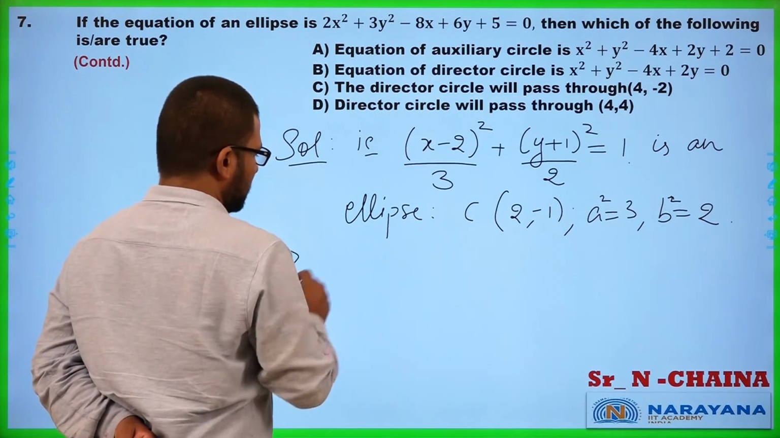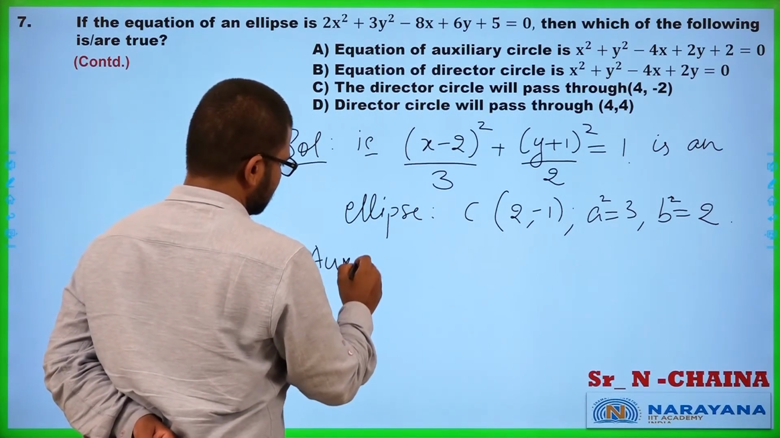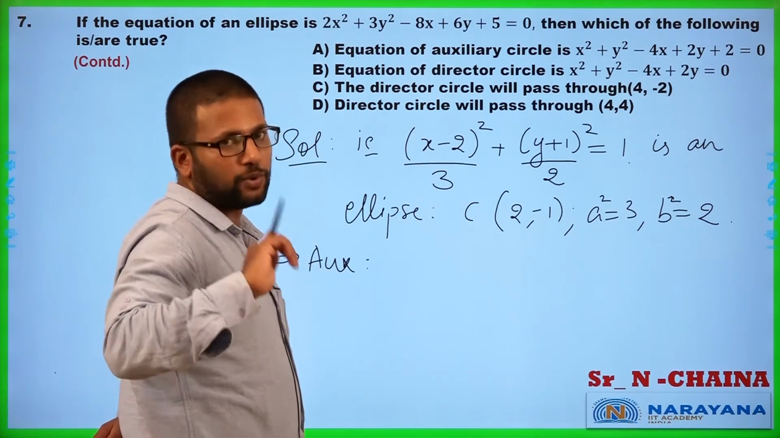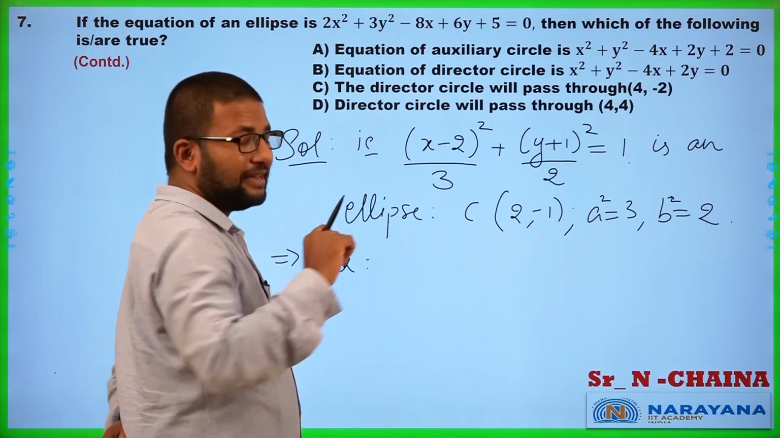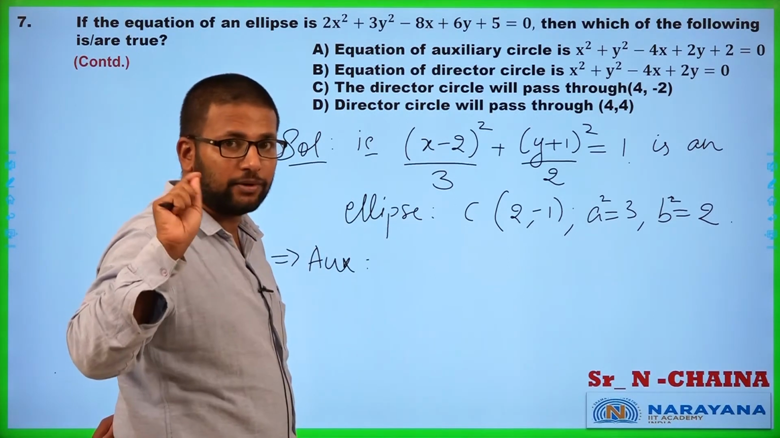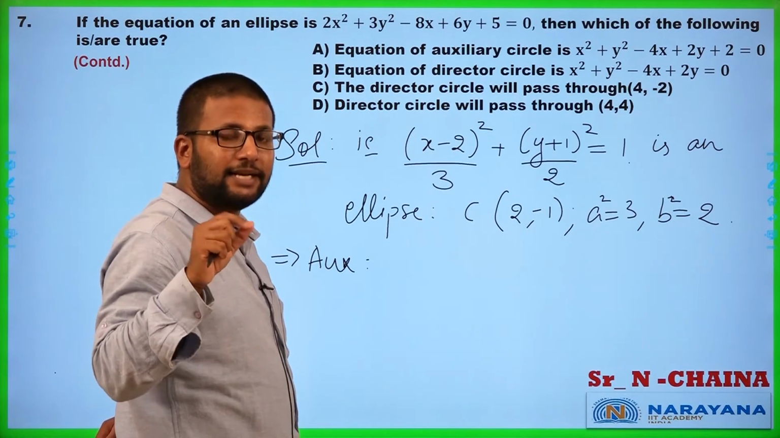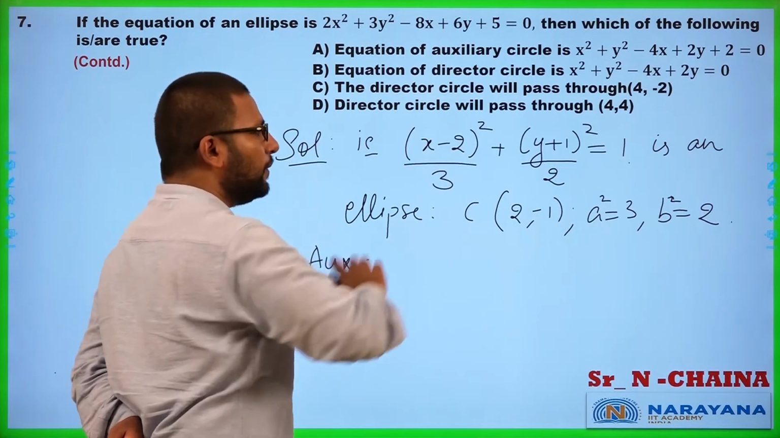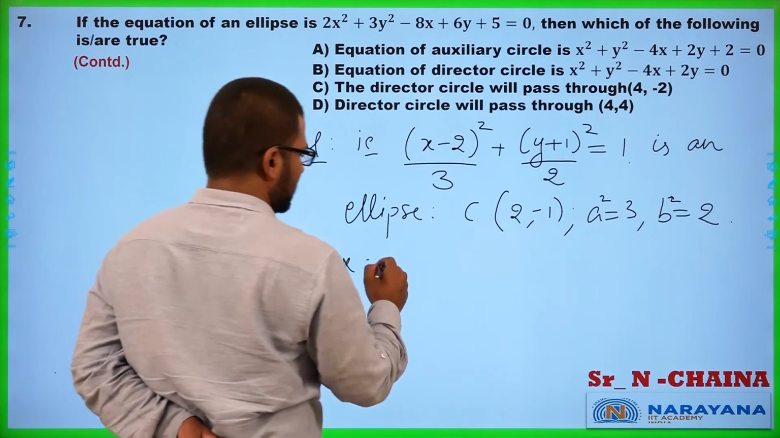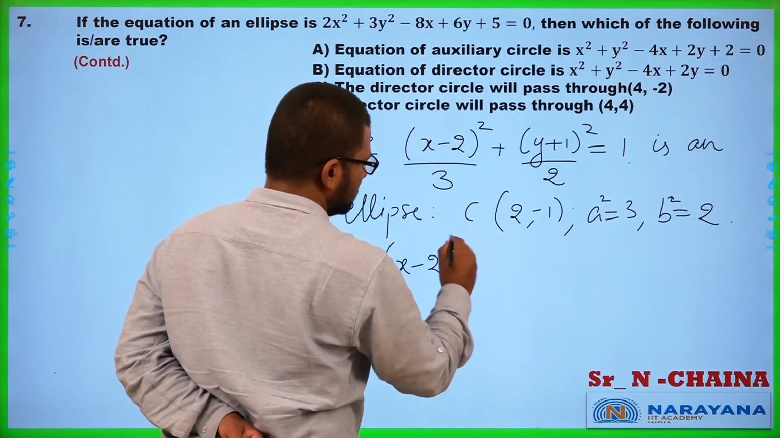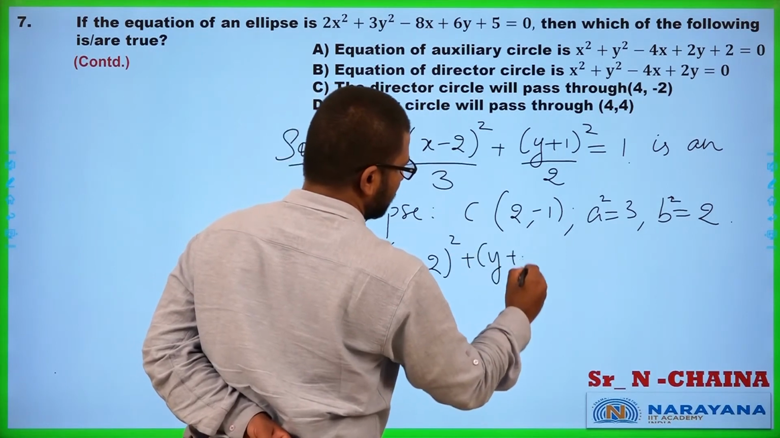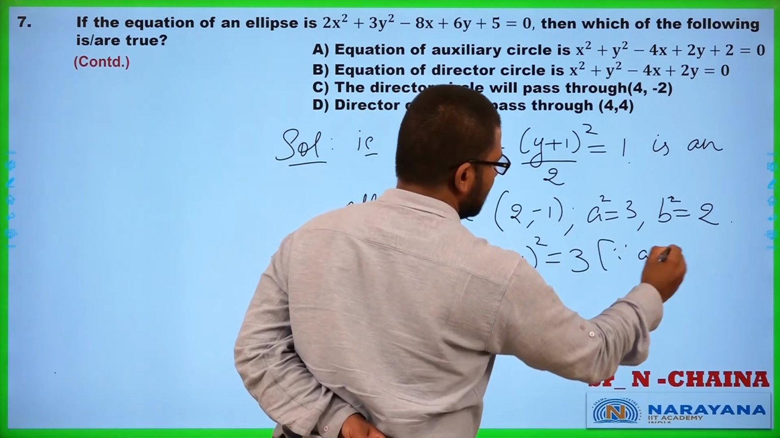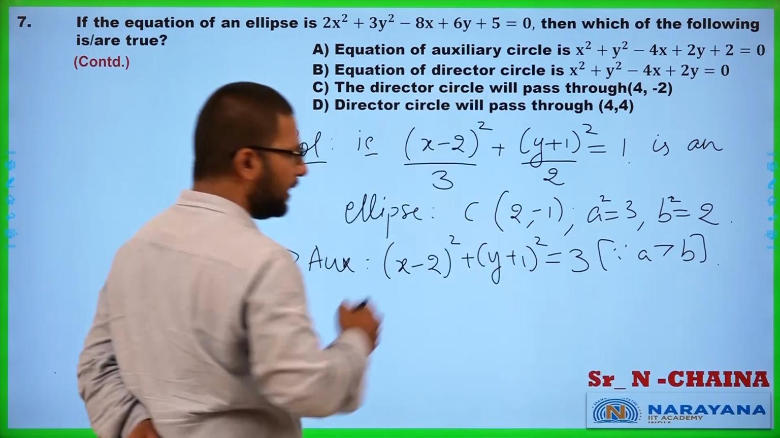What is the radius of the auxiliary circle? Yes, a square, correct? Only when a is greater than b. Mind you, always remember this: the auxiliary circle's radius would be a square when a is greater than b, right? And its center we know is (2, -1), right? So its equation would be (x - 2)² + (y + 1)² = 3, since a is greater than b. That is why we are using a square here.